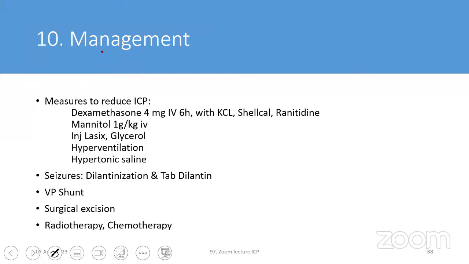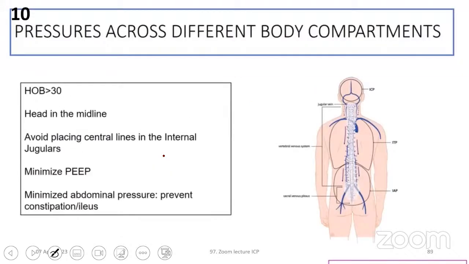If it is vasogenic edema, you can give dexamethasone 4 milligrams IV 6 hourly with pantoprazole, Shelcal, and ranitidine. You can give mannitol 1 gram per kg IV, Lasix, glycerol, hyperventilation, hypertonic saline. We'll discuss the advantages of hypertonic saline and mannitol later. Dilantinization or any other suitable anti-seizure medication, maybe EVD, VP shunt, surgical excision, and in case of malignancies, chemotherapy and radiation may be required. The head position is very important: elevate the head to 30 degrees.